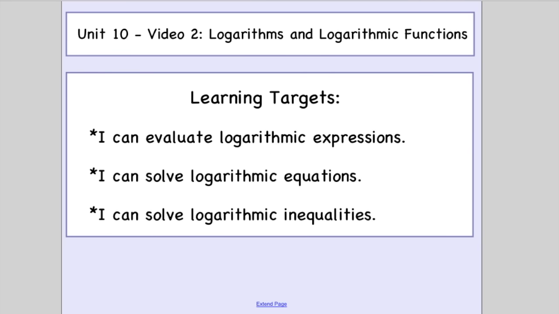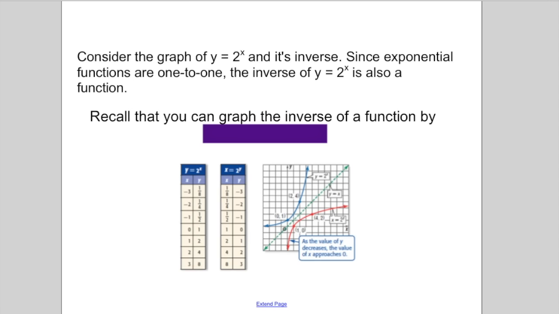Okay, so let's look at some graphs. Consider the graph of y equals 2 to the x and its inverse. 2 to the x is the blue graph listed on the grid below. So here is 2 to the x, and its inverse. Remember, inverses always go across that line y equals x. They are always symmetric across that line. The red line is its inverse.